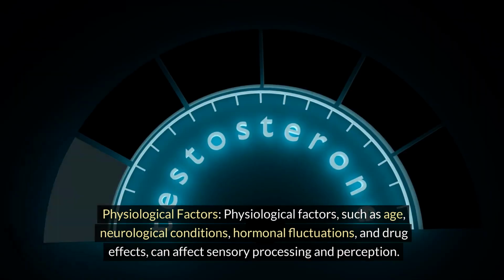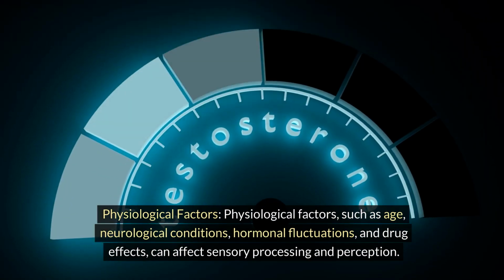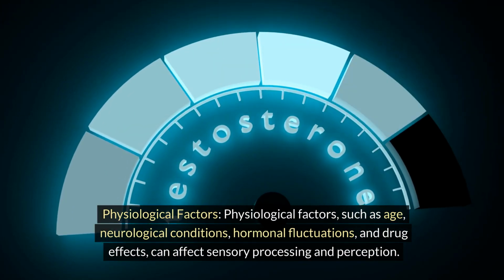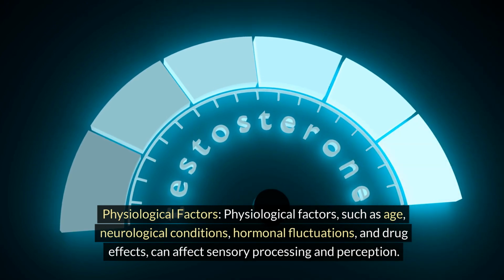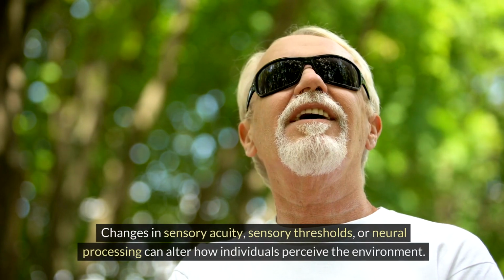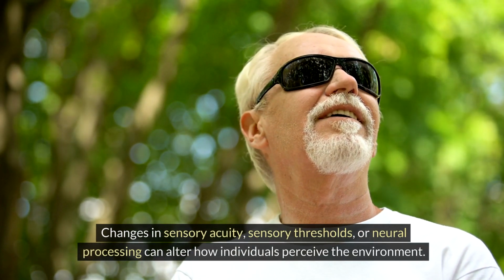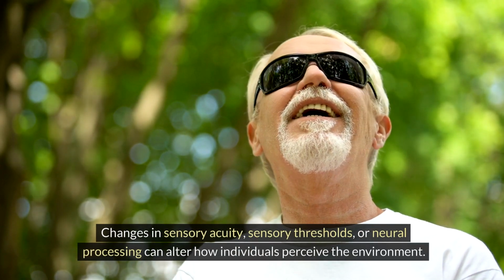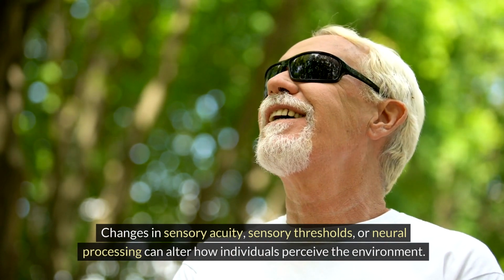Physiological factors. Physiological factors, such as age, neurological conditions, hormonal fluctuations, and drug effects, can affect sensory processing and perception. Changes in sensory acuity, sensory thresholds, or neural processing can alter how individuals perceive the environment.